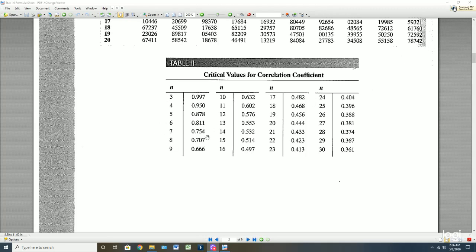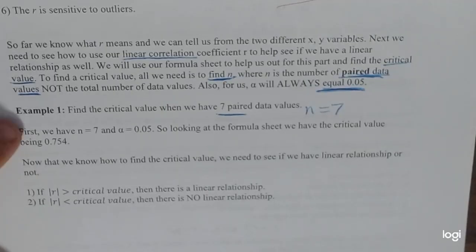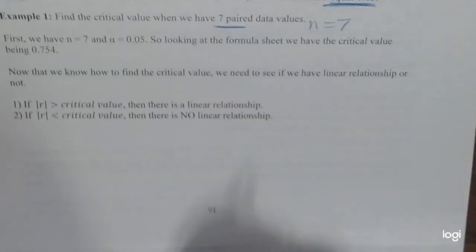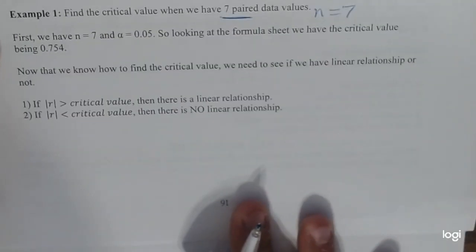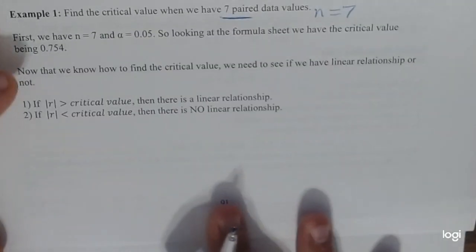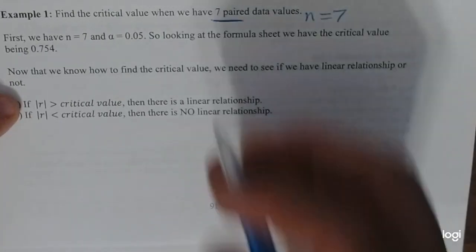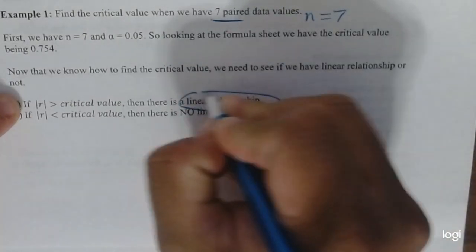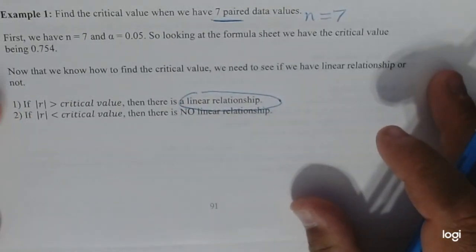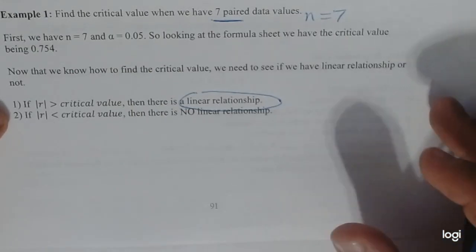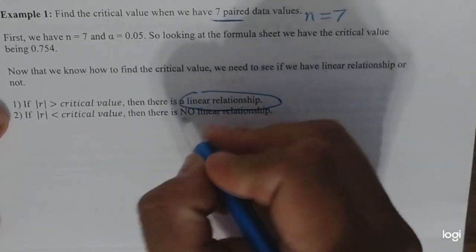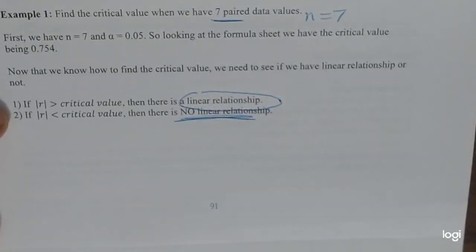So our critical value for this example is 0.754. Next, we have to check: is it or is it not linear? It's a simple scenario. If the absolute value of r is greater than the critical value, then there is a linear relationship. If the absolute value of r is less than the critical value, there is no linear relationship.